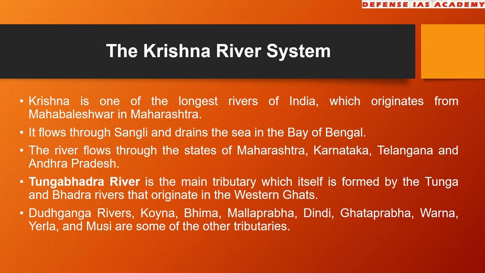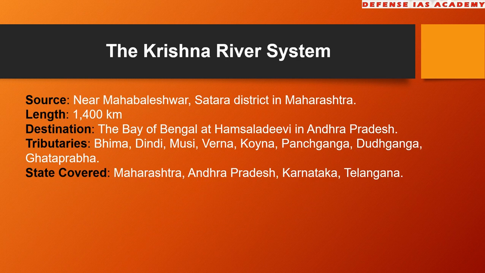The Tungabhadra river is the main tributary, which itself is formed by the Tunga and Bhadra rivers that originate in the Western Ghats. Then the other tributaries are Ganga rivers, then Koina, Bhima, Malaprabha, Dindi, Ghataprabha, Varna, Yerla, and Musi are some of the other tributaries of the Krishna river system. So the source is Mahabaleshwar, which is in Satara district of Maharashtra.